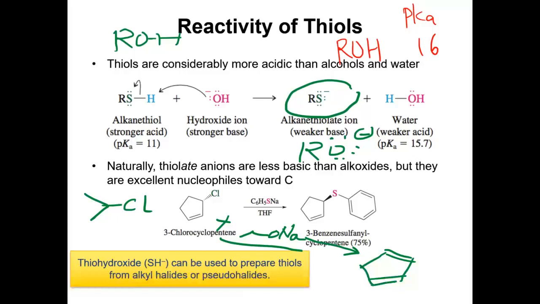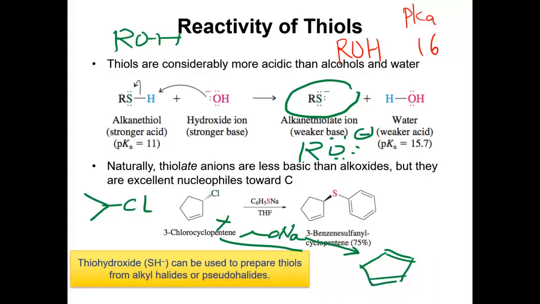Also, if you look at thiolate, the nucleophilic sulfur atom is much bigger than the nucleophilic oxygen atom. So this nucleophilic sulfur atom is substantially less solvated by solvent molecules compared to the oxygen atom in alkoxide. For these two reasons, thiolate is about 100 times more nucleophilic than alkoxide. And that makes thiolate an excellent nucleophile.